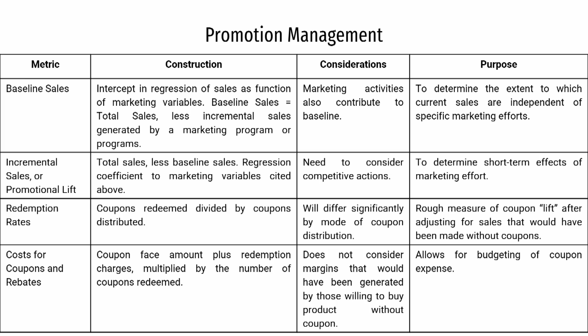Then another metric comes into the picture, that is cost for coupons and rebates. By construction, it is the coupon face amount plus the redemption charges, multiplied by the number of coupons redeemed. Looking at the considerations, it does not consider the margins that would have been generated by those willing to buy the product even without the coupon. And looking at the purpose of this metric, it allows for budgeting of the coupon expenses.